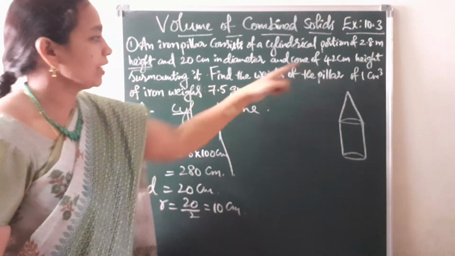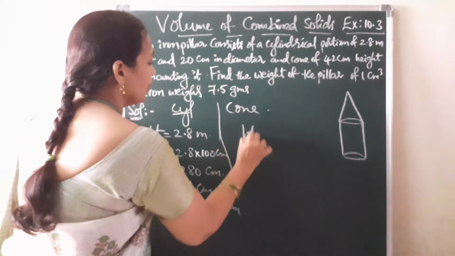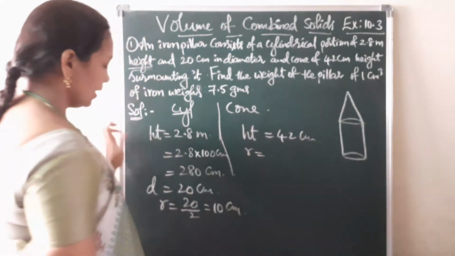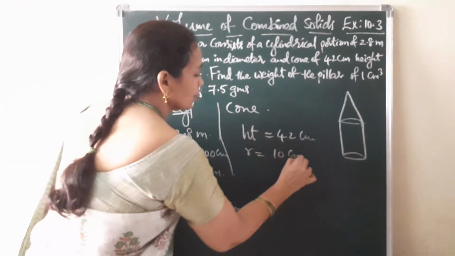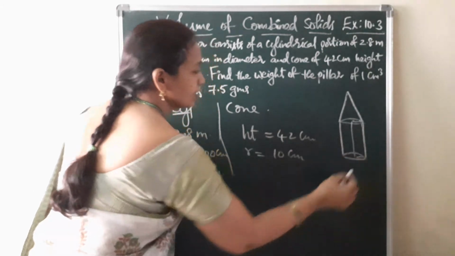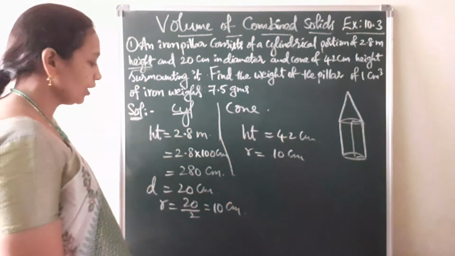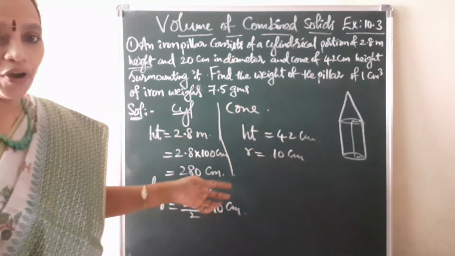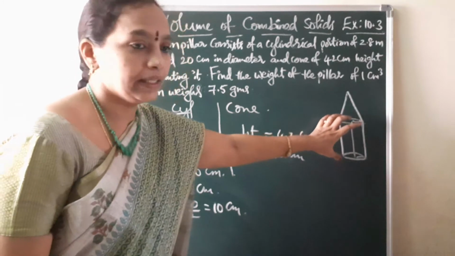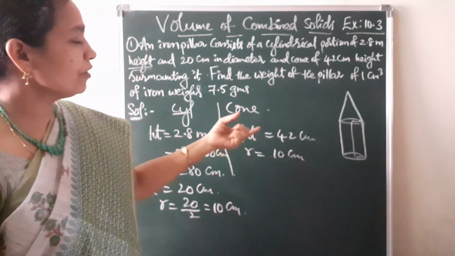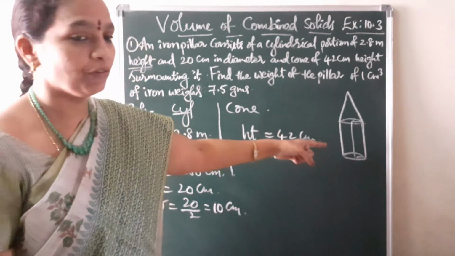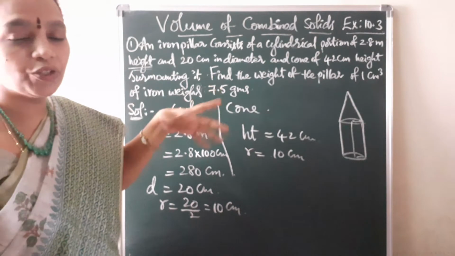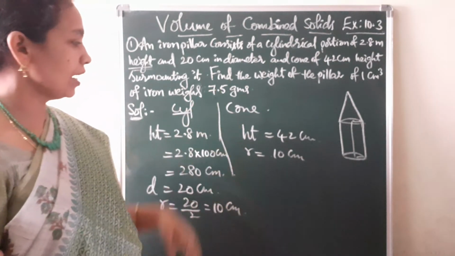And the cone is of 42 centimeters height. So the height of the cone is equal to 42 centimeters. And the radius is nothing but the same radius, 10 centimeters, because both will have a common base and the heights will be different. Okay. Then you have the dimensions of the cylinder and cone. Then what do you have to find out? You have to find out the volume of the pillar. After finding the volume of the pillar, since 1 centimeter cube of pillar weighs 7.5 grams, we can identify the total weight of the pillar.